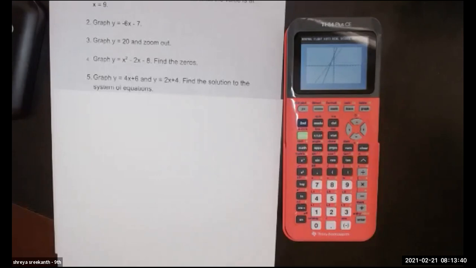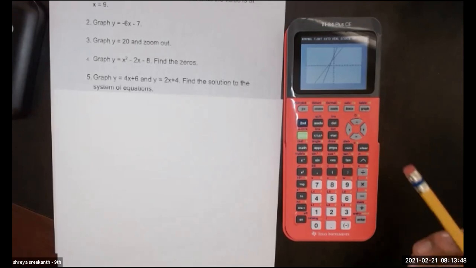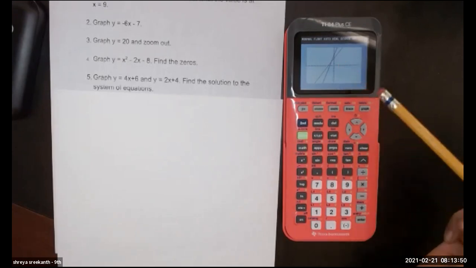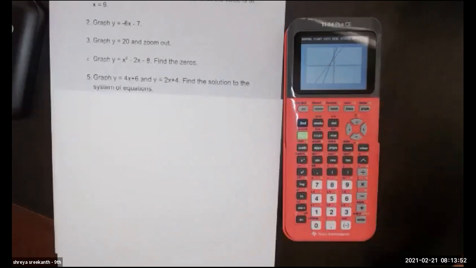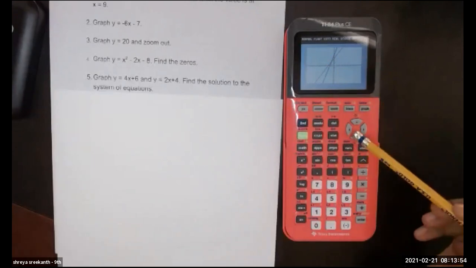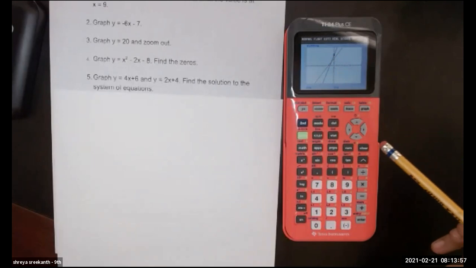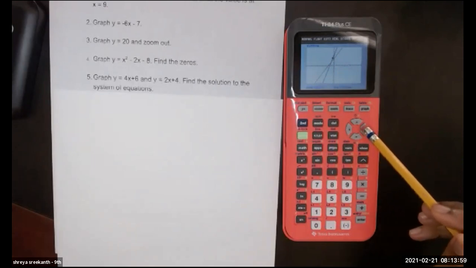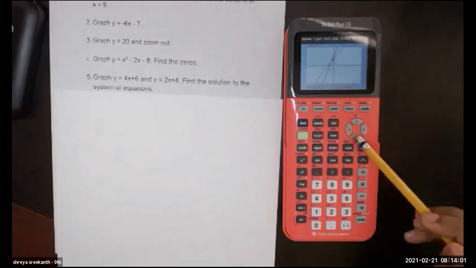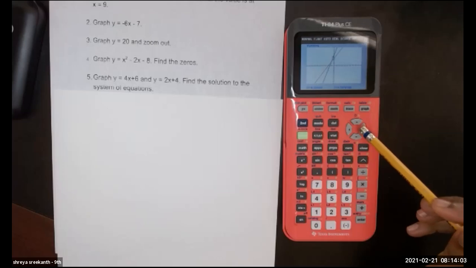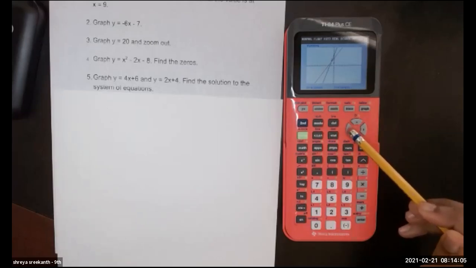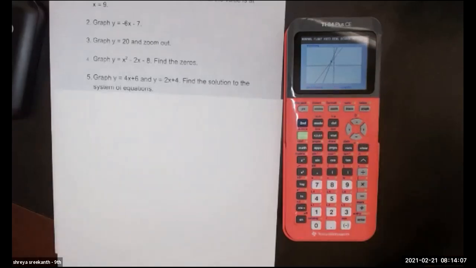So this is what your two graphs should look like, and the solution to this system of equations is going to be where the two lines intersect, so around there. To find the solution, one way you could do it is by using trace, but then you can only go somewhat close to the center and try and guess the number.